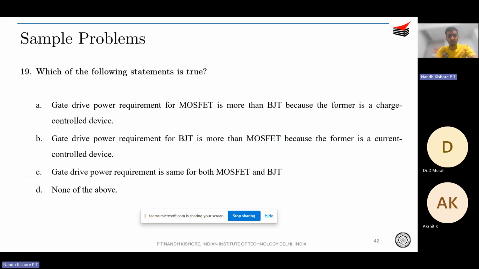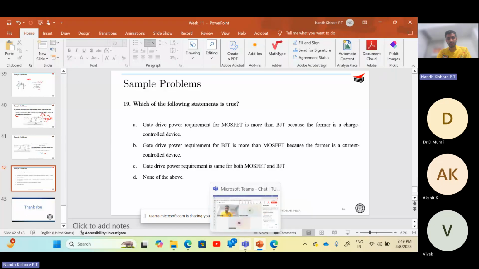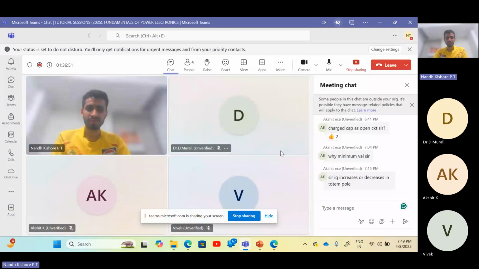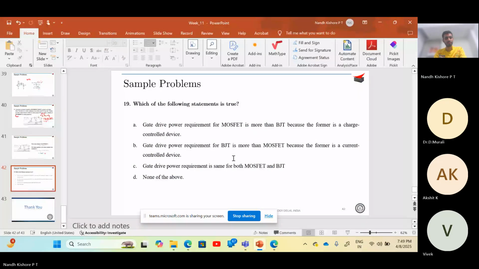That is, which of the following parameters is true? Gate drive power requirement for MOSFET is more than BJT because the former is a charge control device. Gate drive power requirement for BJT is more than MOSFET because the former is a current control device. Gate drive power requirement is same for both MOSFET and BJT, none of the above. So can anyone try to answer this question? Gate drive requirement for MOSFET is difficult or gate drive requirement for BJT is difficult? Any answers? So which is difficult? Gate drive for MOSFET or gate drive for BJT?